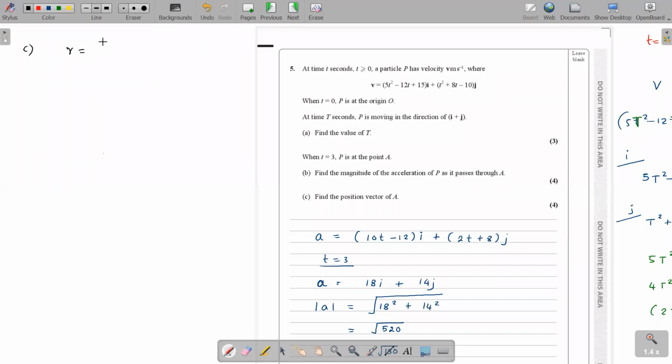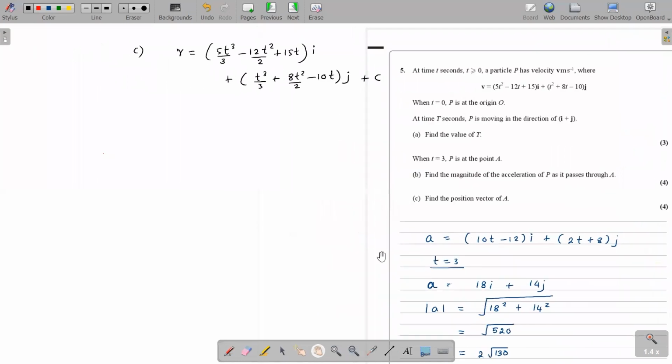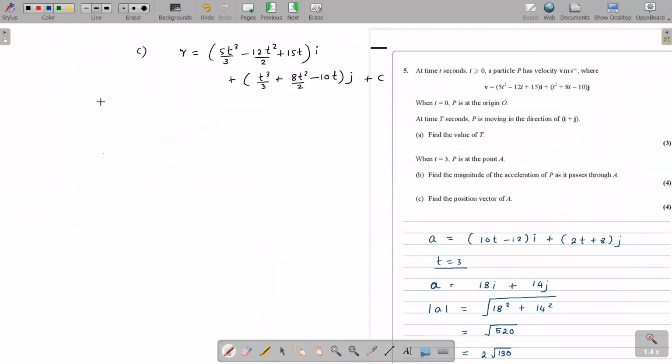So integrate 5t square: integration is 5t cube over 3, minus 12t integration is 12t square over 2, plus 15 integration is plus 15t. That's the i coefficient. Similarly, go ahead with the j coefficient. t square is t cube over 3, plus 8t is 8t square over 2, minus 10 integration is minus 10t. This is the j coefficient. Once you're done with integration, make sure you put a plus c. So let me write it down properly again.